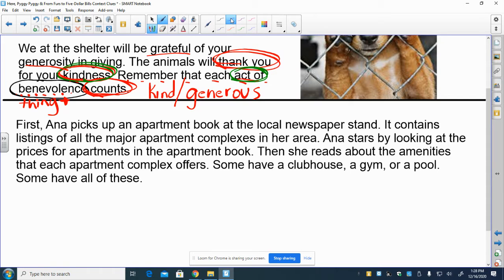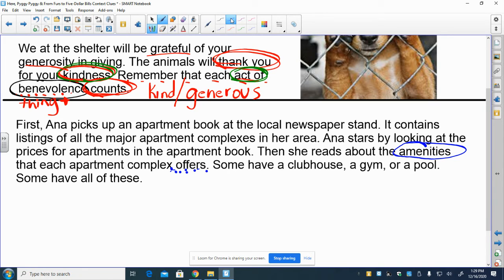First, Anna picks up an apartment book at the local newspaper stand. It contains listings of all the major apartment complexes in her area. Anna starts by looking at the prices for apartments in the apartment book. Then she reads about the amenities that each apartment complex offers. Some have a clubhouse, a gym, or a pool. Some have all of these. And the unknown word here is amenities. So first I need to figure out, is it an action, a thing, or a description? So she reads about the blank that each apartment complex offers. Well, let's see the word offers.